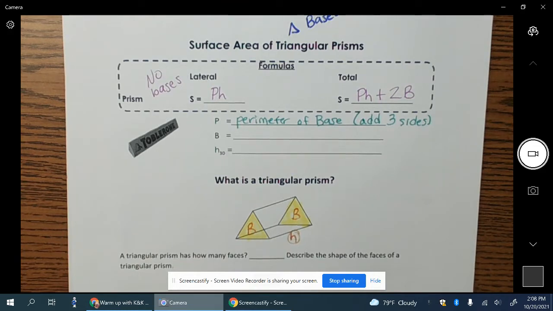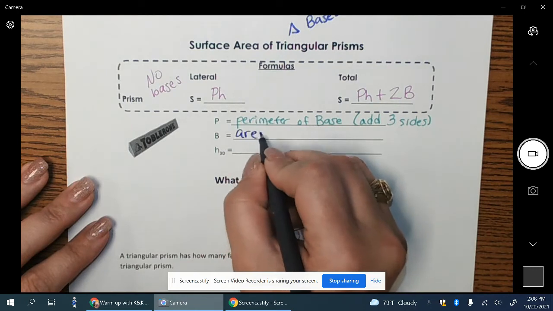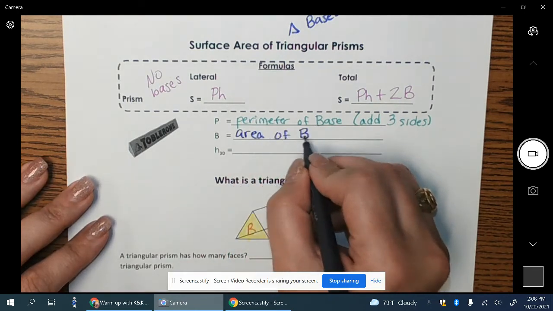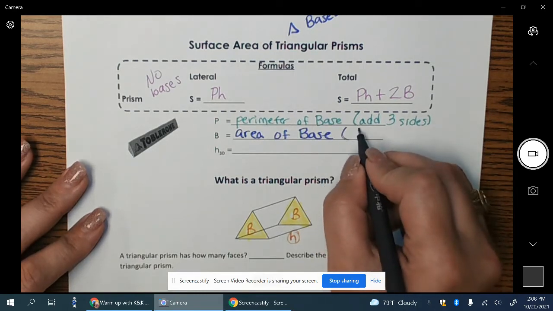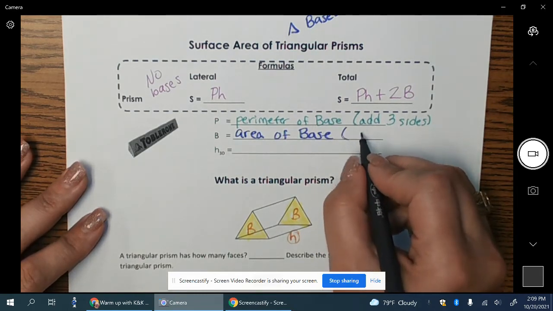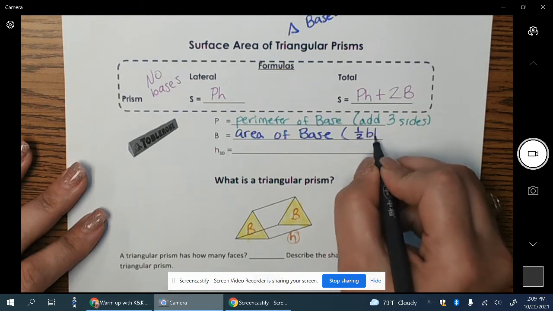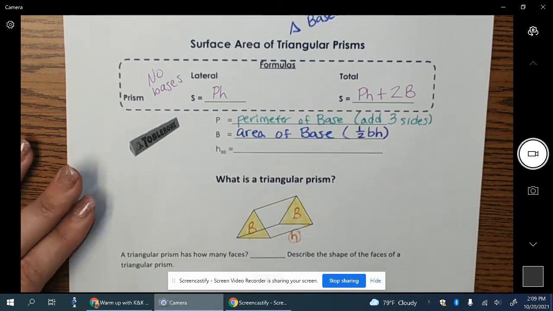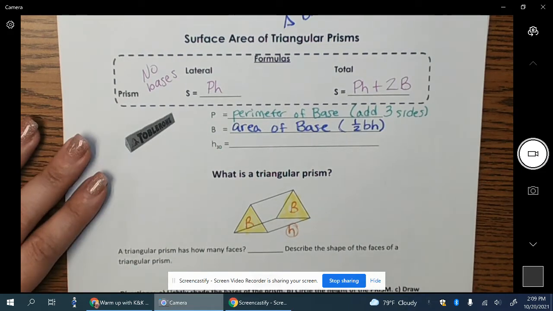Okay? Big B means what? Area of the base. Very important that you have area written there. Now, the base is a triangle, so what's the formula for area of the base? 1/2 BH. Good, Avery. Don't forget the 1/2. Okay? 1/2 BH. And then finally, the H is the height.